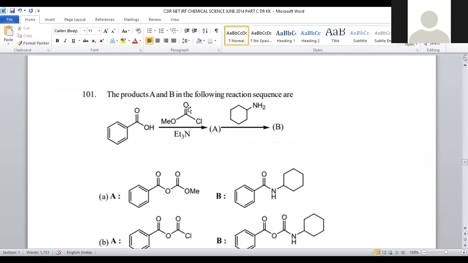The products A and B in the following reaction sequence are. Okay, so here we are taking benzoic acid. This is benzoic acid, treated with an acid chloride, methoxy acid chloride, in the presence of triethylamine base. Triethylamine is a mild organic base. Upon treating with this, we could achieve compound A. A is further treated with aminocyclohexane. Upon treating with aminocyclohexane, the final product B will be generated. Then what will be the reaction sequence? What are the compounds A and B?